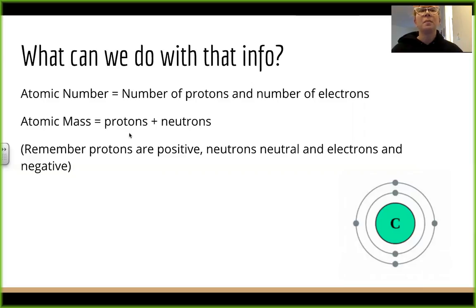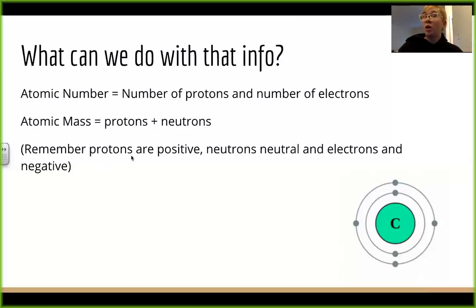Atomic mass is going to be our protons plus our neutrons. Sometimes people are like, well, what about electrons? Do electrons have mass? They do, but it's so small. It's like 0.000000000000001 or something like that. I forgot how many zeros it is. I think it's like 23. So there's a lot of zeros there. It's a really tiny mass, so we usually neglect it.